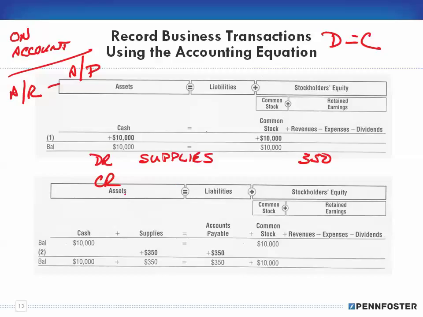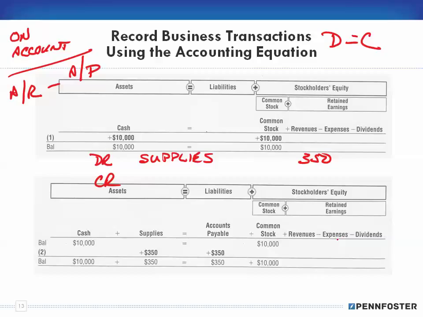Okay, well, what am I going to credit? Well, the other side, is that something I own? Obviously not. Is it a liability, something I owe? Yes, it is. I owe the 350. Okay. Is it equity? No, it's not equity because it wasn't an investment in the business. Is it a sale? No. And is it an expense?